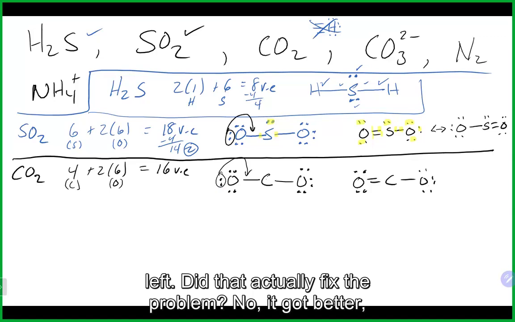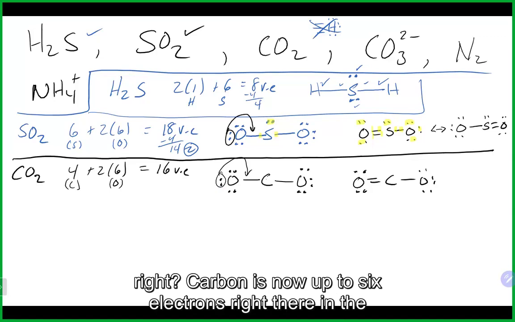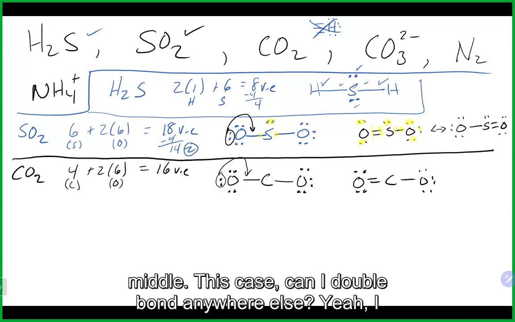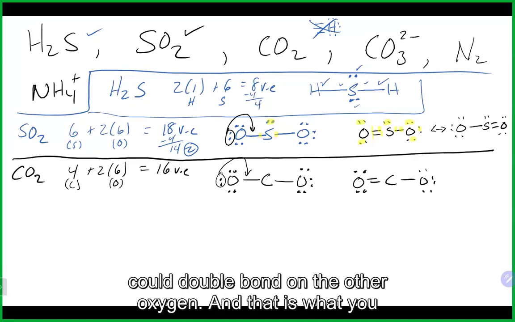Did that actually fix the problem? No, it got better, right? Carbon is now up to 6 electrons, right? There in the middle. In this case, can I double bond anywhere else? Yeah, I could double bond on the other oxygen.